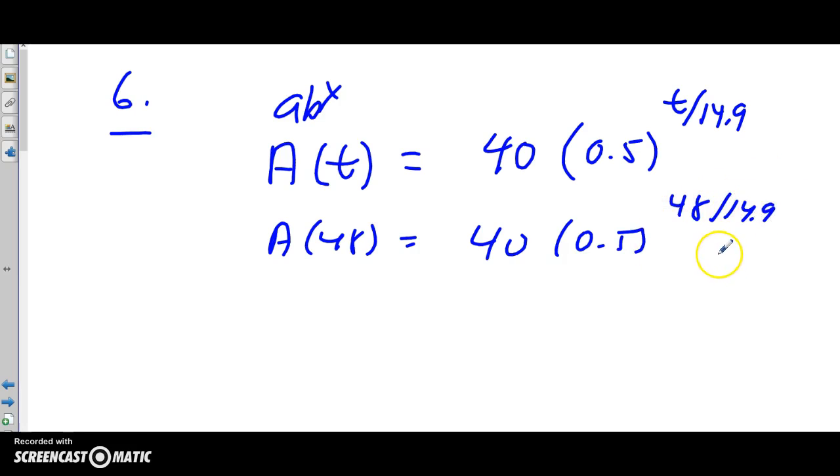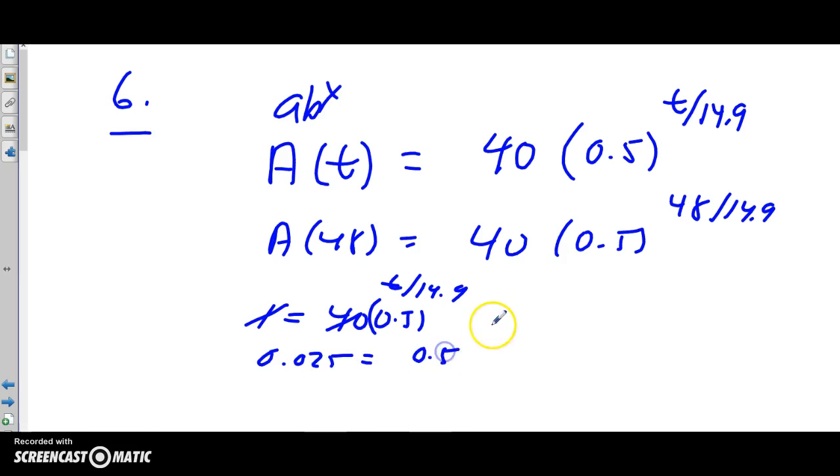That's it. How long until 1 gram remains? You're going to set this up like this, and then you're going to play around with logs. And this is going to be a little bit different. So that's 0.5 to the T over 14.9. Then you divide each side by 40, and you get 0.025 is equal to 0.5 to the exponent T over 14.9. Okay, so it's this equation here. I just kind of made a mess of it.